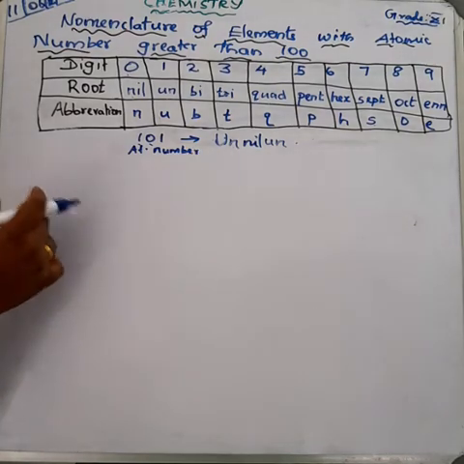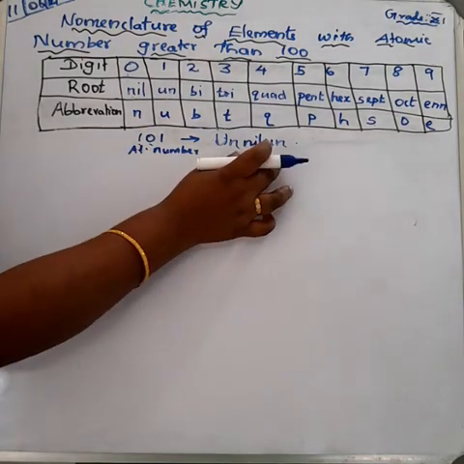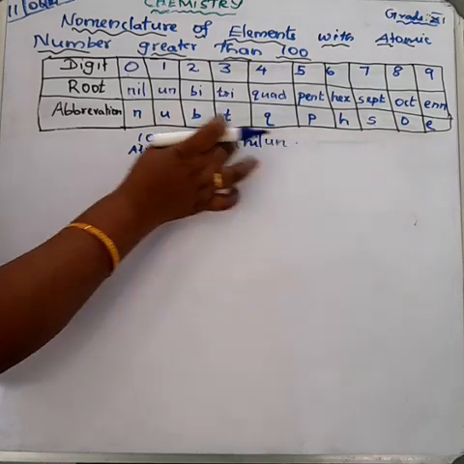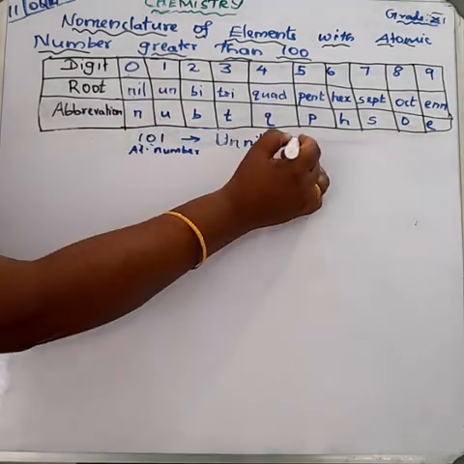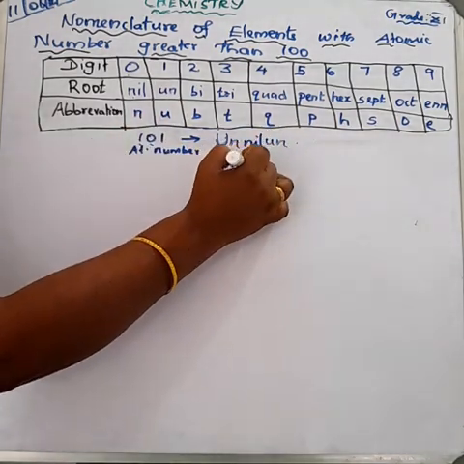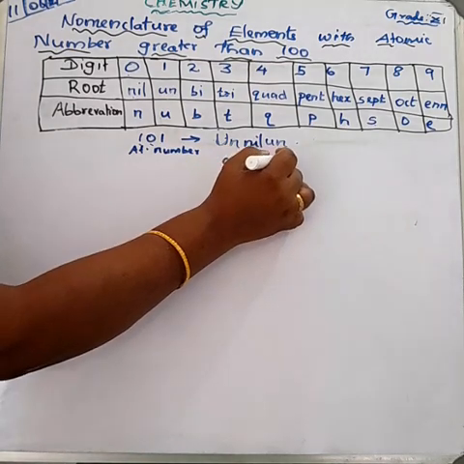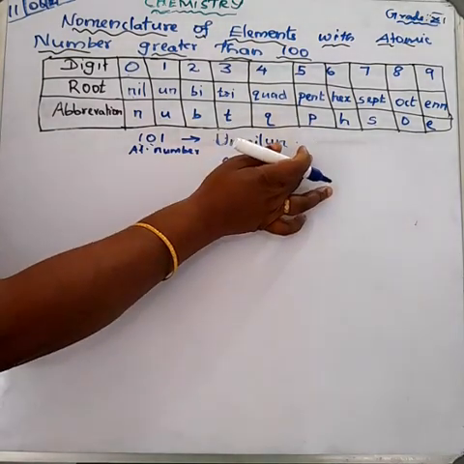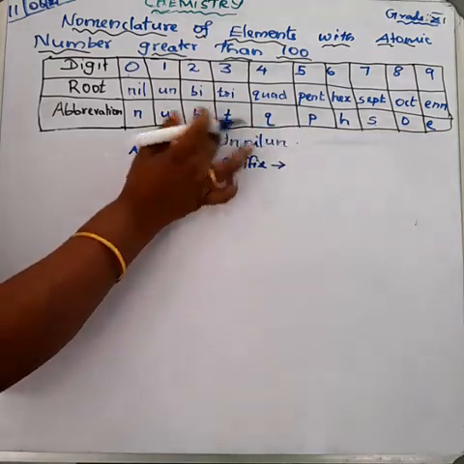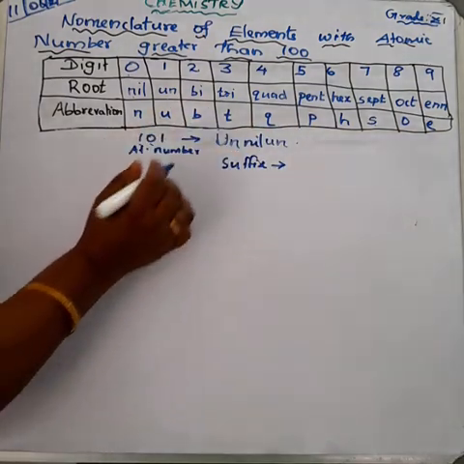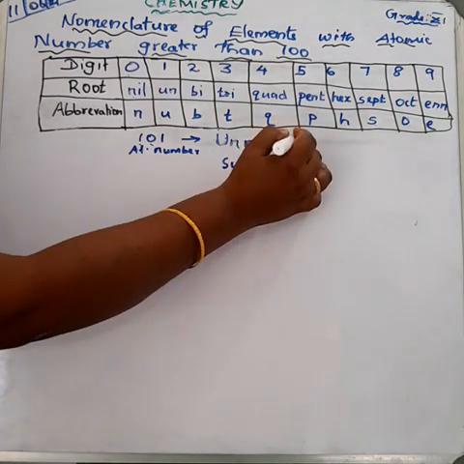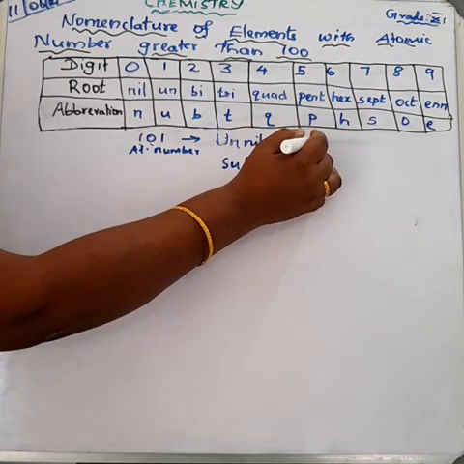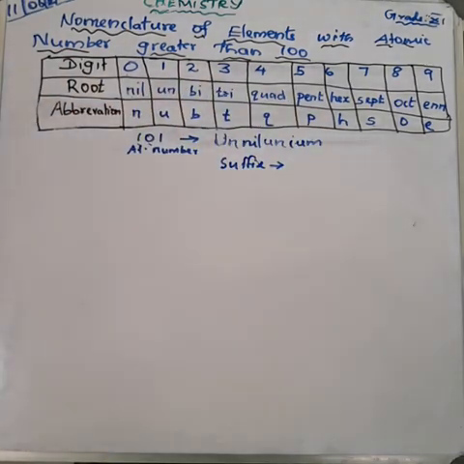The numerical roots corresponding to the atomic number are put together and ium is added as a suffix. Okay, suffix, you all know about suffix and prefix. After the word we write the suffix, before the word we write the prefix. Here what is the suffix? ium is added as the suffix.